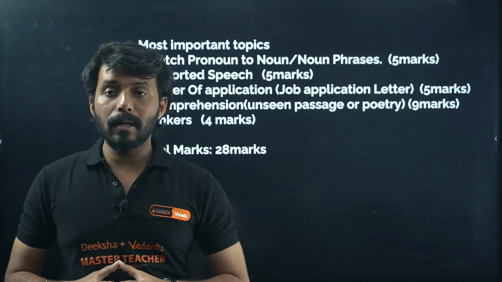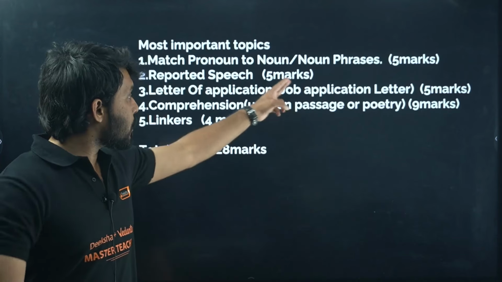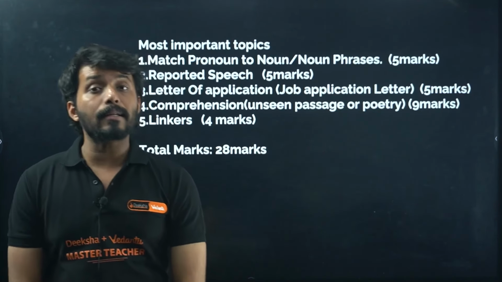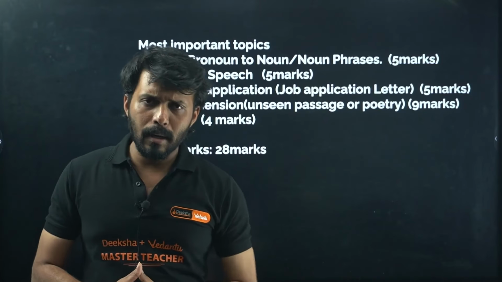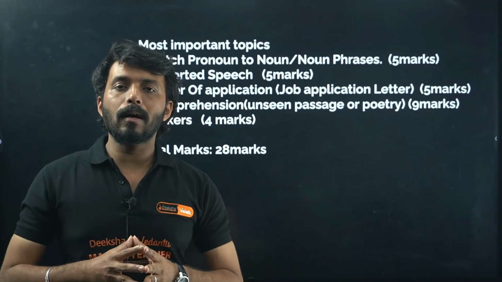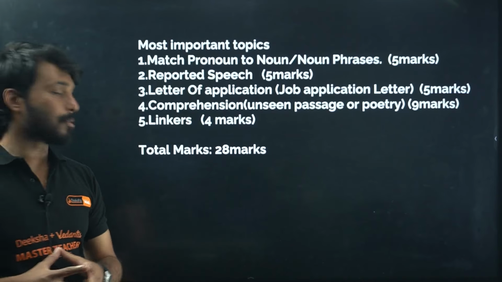Next you have the comprehension. The reading comprehension, you'll be given an OR question, section C. As you can see, among all the questions, reading comprehension carries the most weightage, 9 marks in all. So it's an OR question. Section C has one unseen passage or unseen poem, as we discussed in the previous classes.